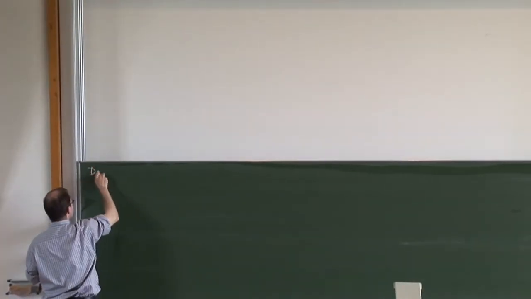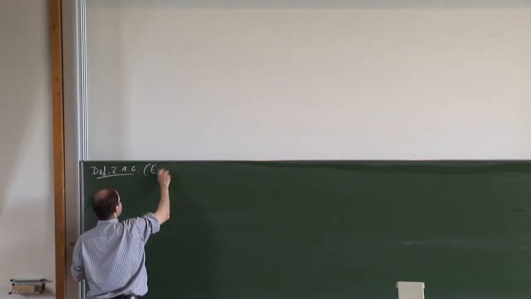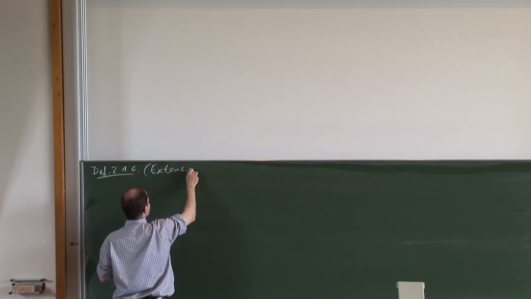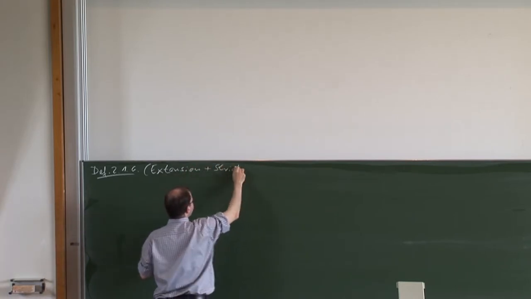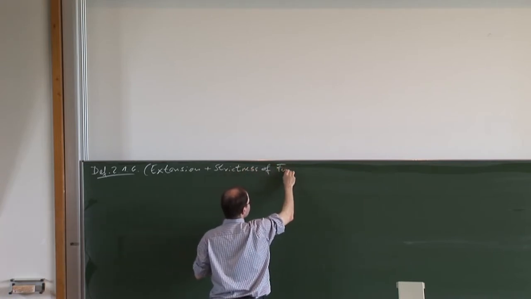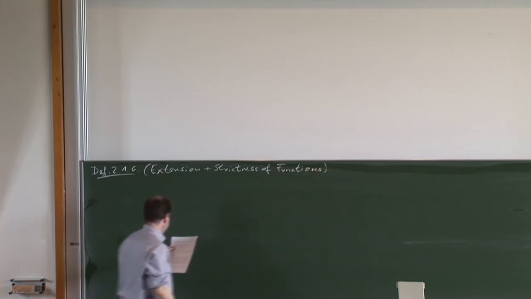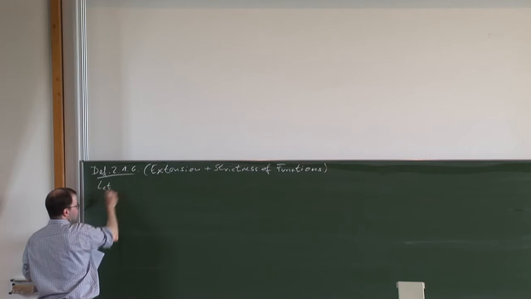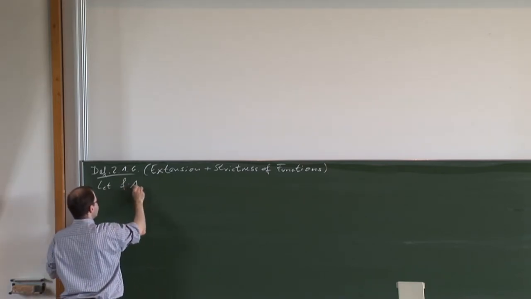Okay, so I define what it means to extend functions. This is definition 216. So this is about extension of functions. And I also define what it means to be strict. So some functions are called strict. And this is related to the question of extensions. So suppose we have some function f, which goes from some set A to some set B.